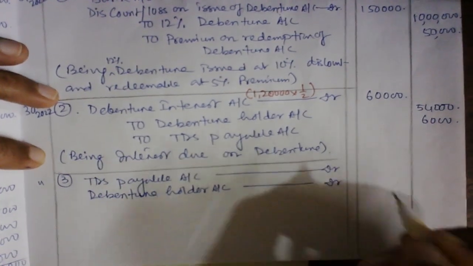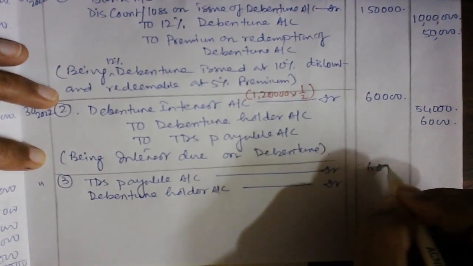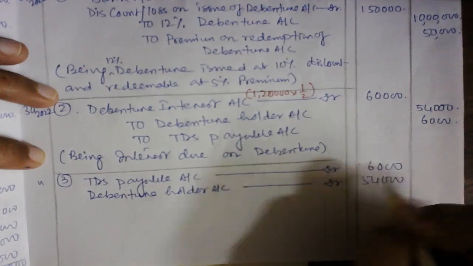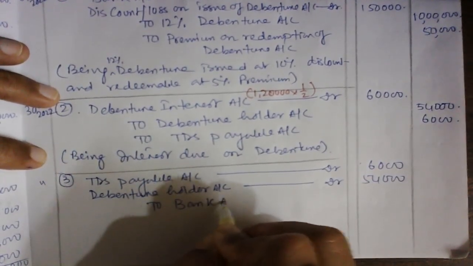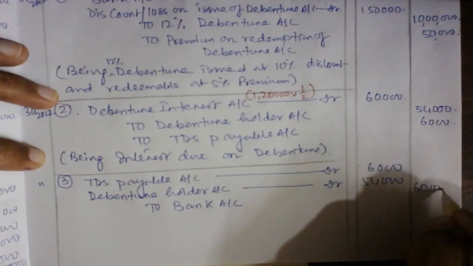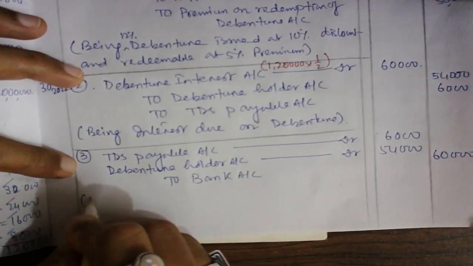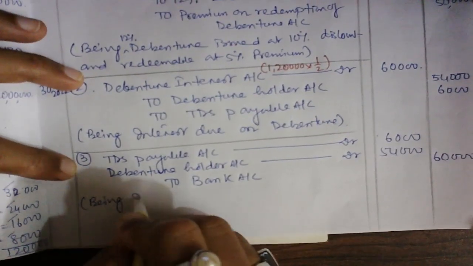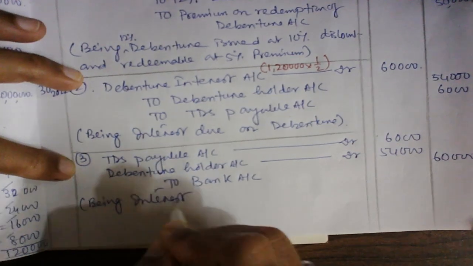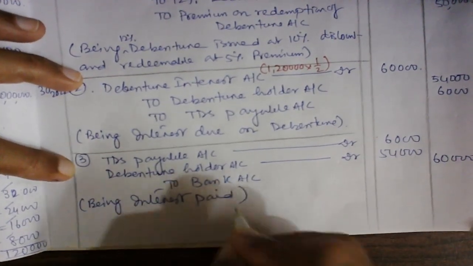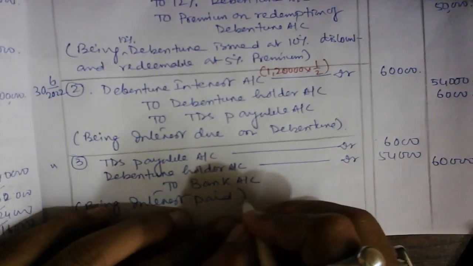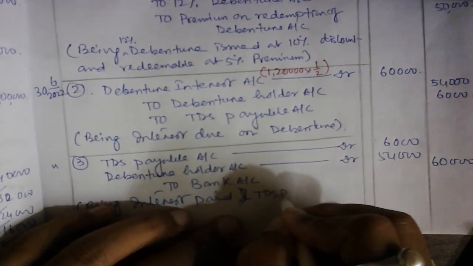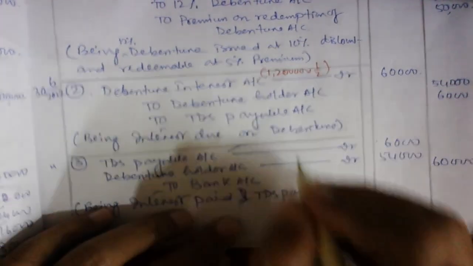Debenture holder account debit, here it is 6,000, here it is 54,000, and then to bank account because through bank we need to pay. So here you can write 60,000. So here you can write being interest paid. Done, sir. But remember, being interest paid and also you can write TDS paid. ये भी लिखना क्योंकि TDS यहाँ पे पे हो रहा है ना.